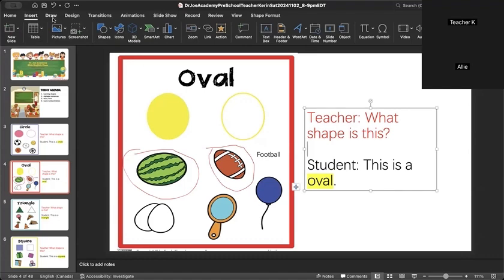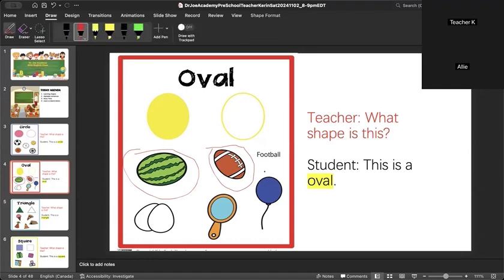How about this? Oh, sorry, my pointer's not working. Balloon. Yes, and how about this? A mare. Yes, and this. An egg. Correct. That's correct. Now, what is another item that is an oval?